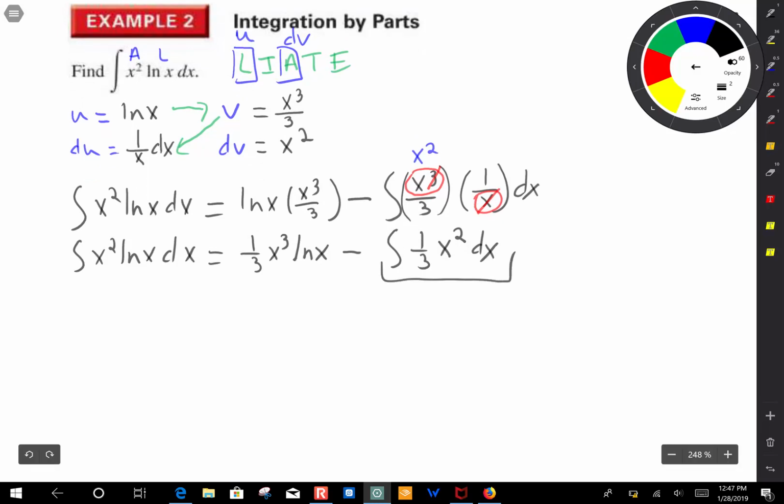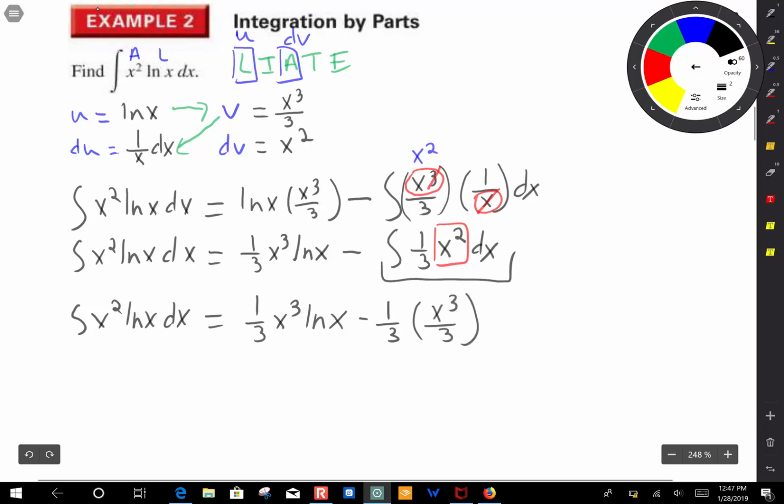The only thing I have to focus on now is this integral, and I can do it without integration by parts. What's the integral of 1/3 x squared? I'll do this step by step. The integral of x squared natural log of x dx is equal to 1/3 x cubed natural log of x, minus 1/3, which comes out, times the integral of x squared by itself, which is x cubed over 3, and I'm done, plus c.